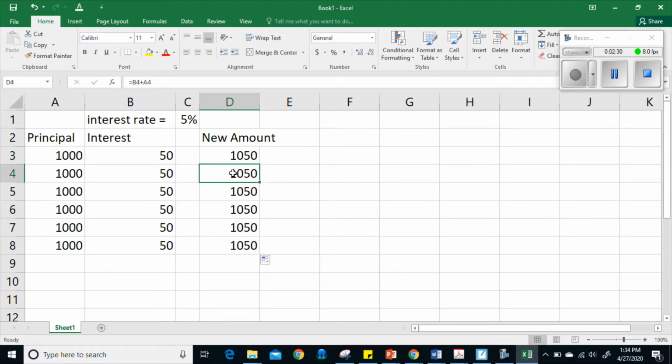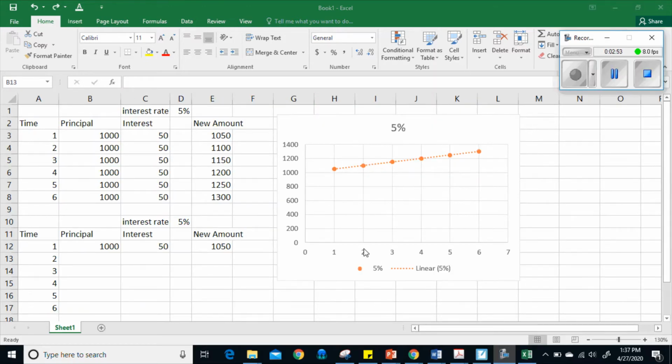But over time, like if I did that every year, then my new amount would be equal to the year before plus my new interest, assuming that principal never gets changed. And then if I were to graph this over time, we just get a nice little graph. Okay, so here I've just graphed it. I've got time on the bottom, I've got the amount on the side, and we're just dealing with 5% right here, right? So simple interest over time is just linear.